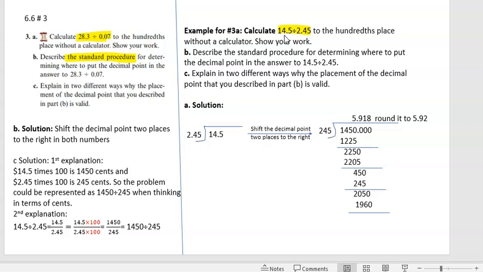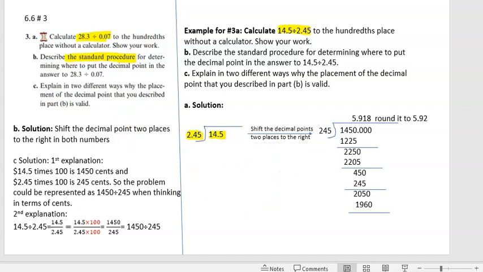Okay, so here I did this part A, the standard algorithm. So first we set up the dividend, 14.5, divided by the divisor. And the first thing we're going to do is shift the decimal points 2 places to the right in both numbers. So I should put decimal points in both numbers.